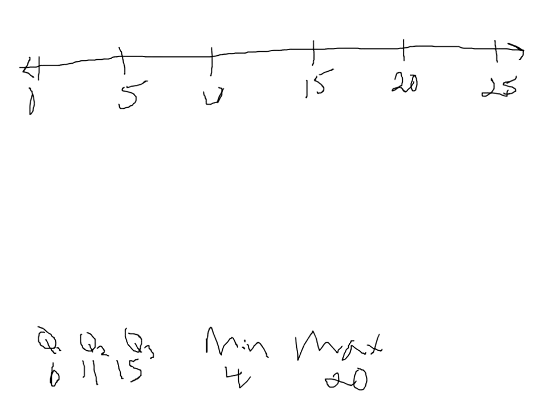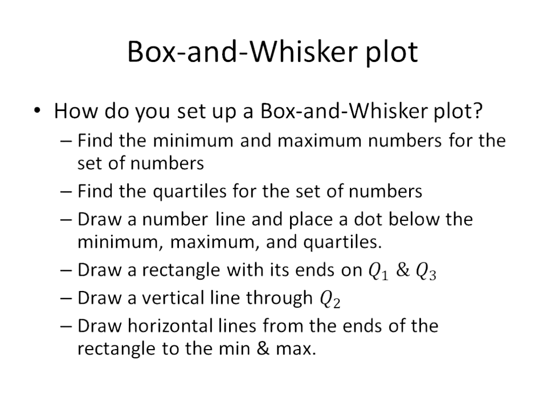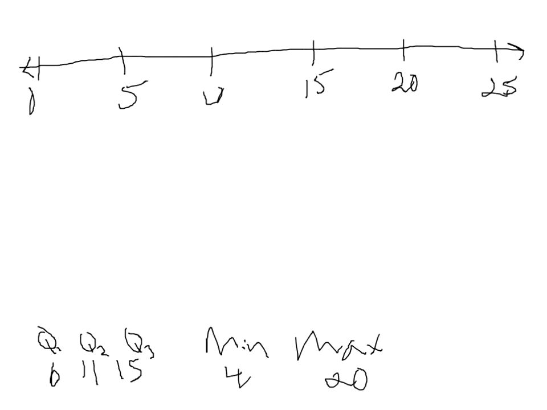So I'm going to put some dots. The next rule back here was to put some dots below where the minimum, maximum, and quartiles would go. So let's go back this way and do that. And I'm going to use a different color to do that. So my minimum was 4, so I'm going to put a dot right about here because that's about where the 4 would go. My maximum is 20, so that's right here. My first quartile is 6, so that's going to be right about here. My second quartile is 11, which is right here, and my third quartile is 15, which is right here.